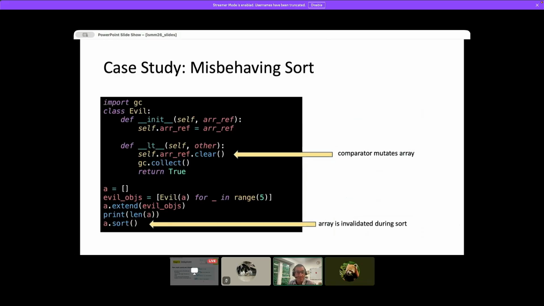Here's another one. This is particularly arcane MicroPython code. In here, we're redefining the comparator, and then redefining the comparator to clear our array reference, and then to do a garbage collection. And then we try to sort the array that we've just deleted. Oops, and we end up with an invalid array during the sort. So this is not very nice code at all, and in fact breaks the rules of Python, which says you shouldn't do things like this in comparators.